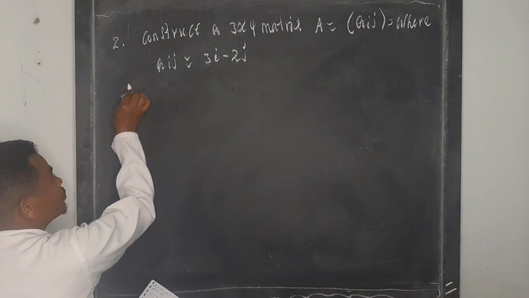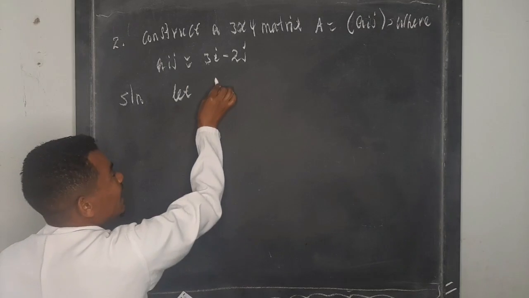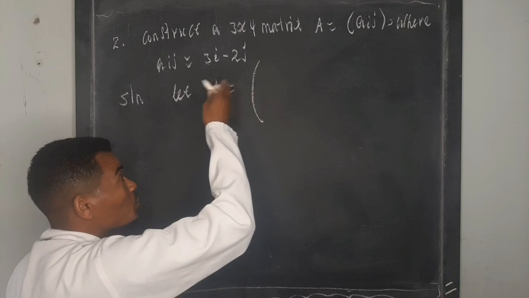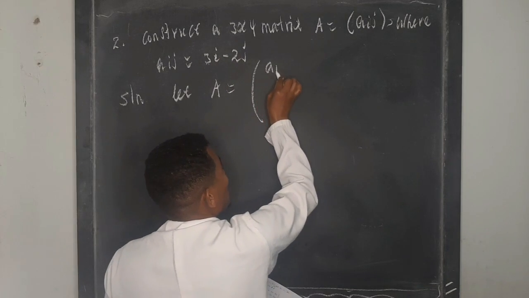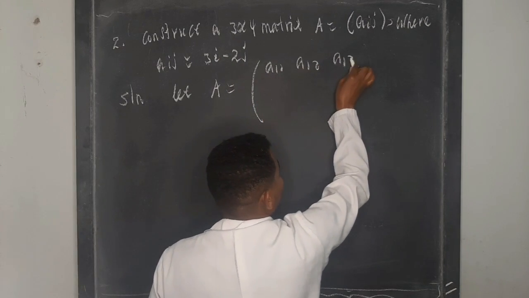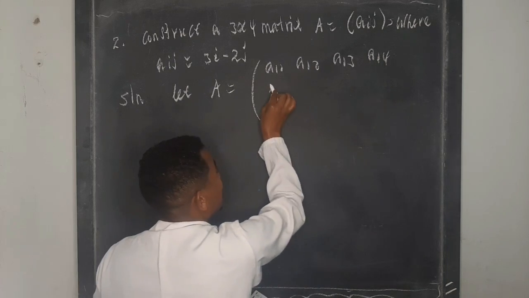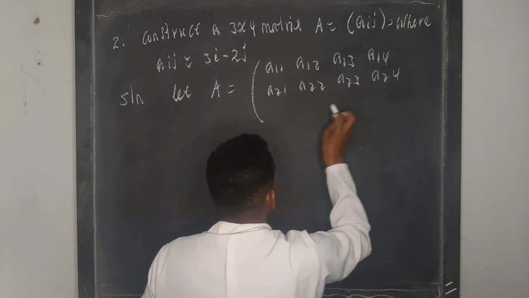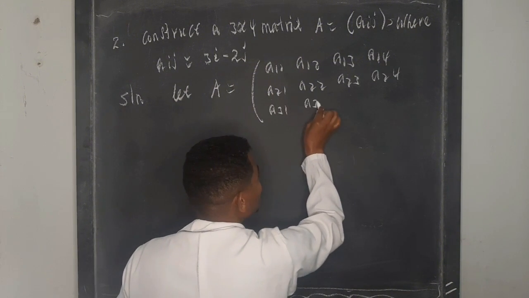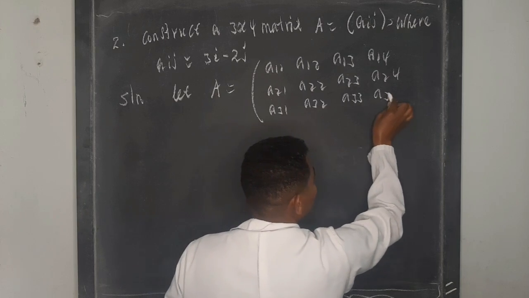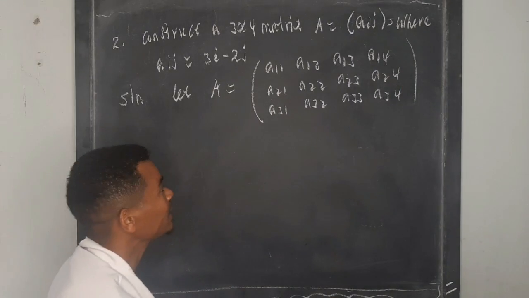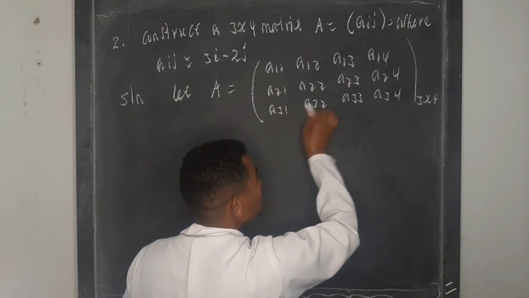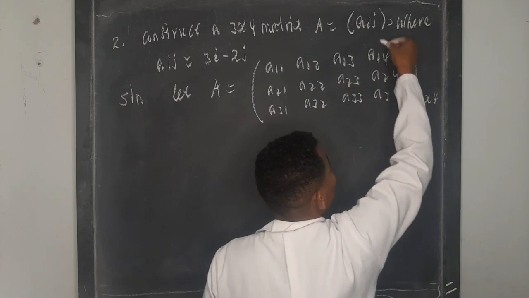So, solution: let the matrix A be a 3 by 4 matrix. That is row 3, column 4. That is a11, a12, a13, a14, a21, a22, a23, a24, a31, a32, a33, a34. This is the matrix whose size is 3 by 4. That is row 1, row 2, row 3, column 1, column 2, column 3, column 4.